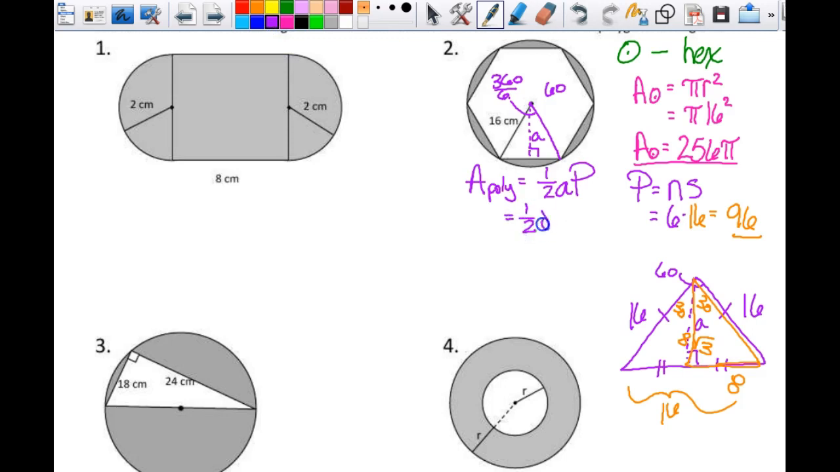So now I come back over here and substitute it in. 1/2 times the apothem, which is 8 square root of 3, times the perimeter, which is 96. So I could take half of the bigger number. That would give me 8 times, what, 48? I think I might like 4 times 96 better, right? So let me tell you how to think through something like that.